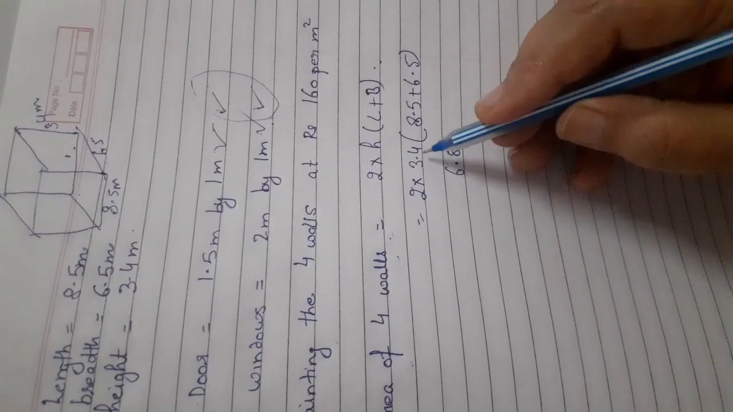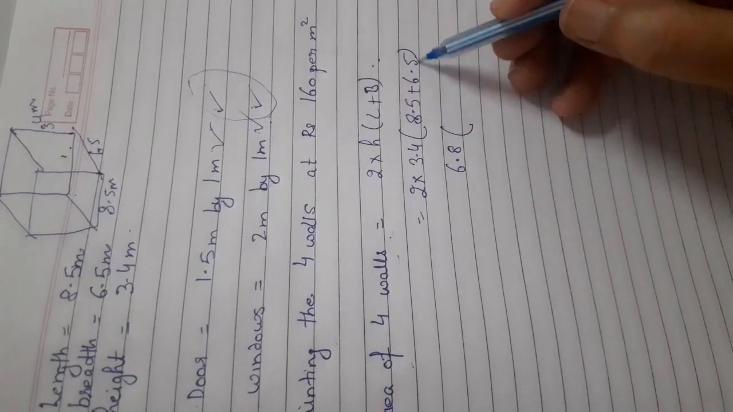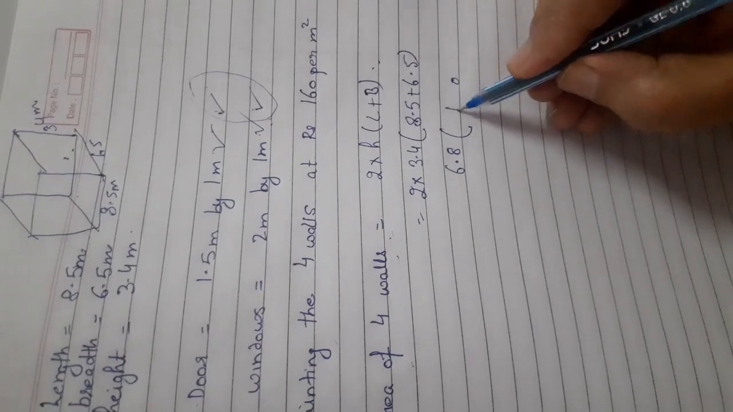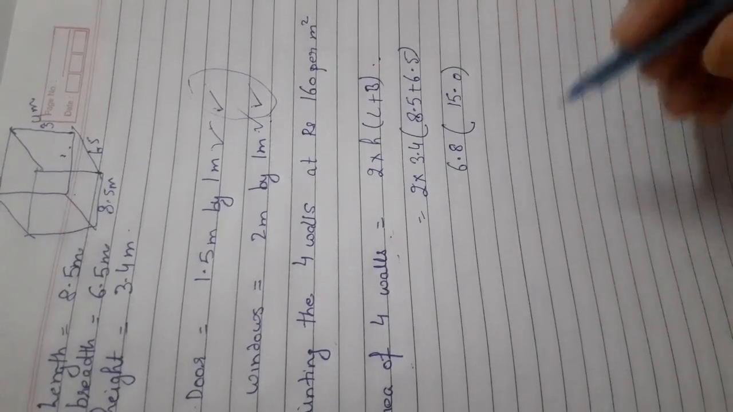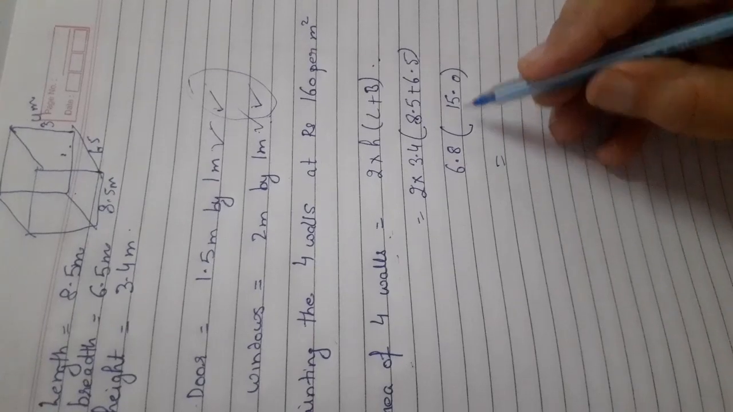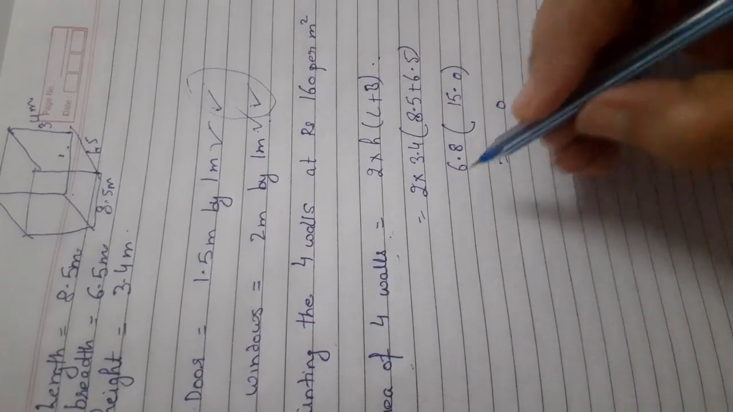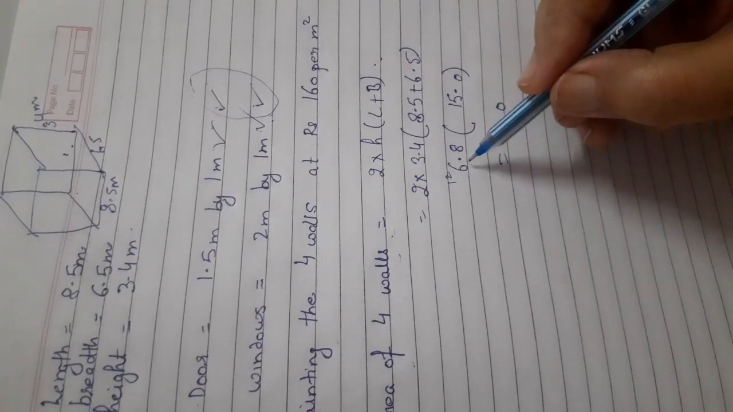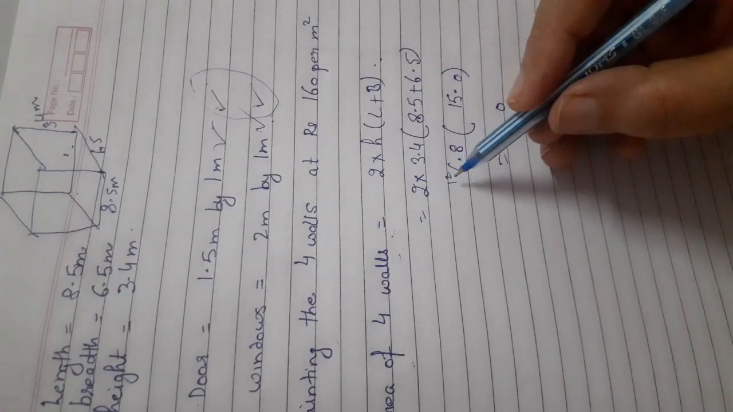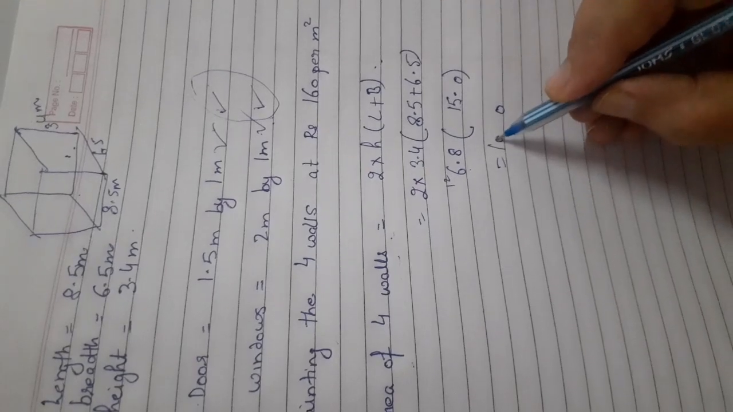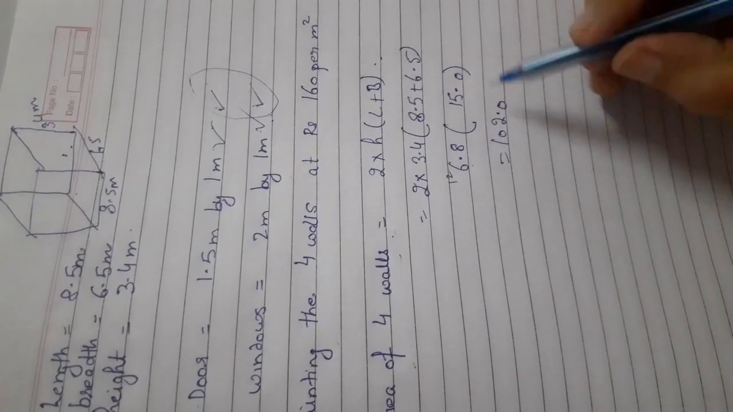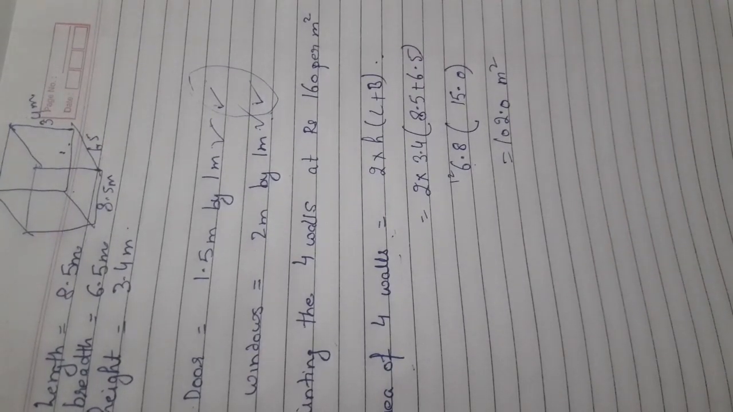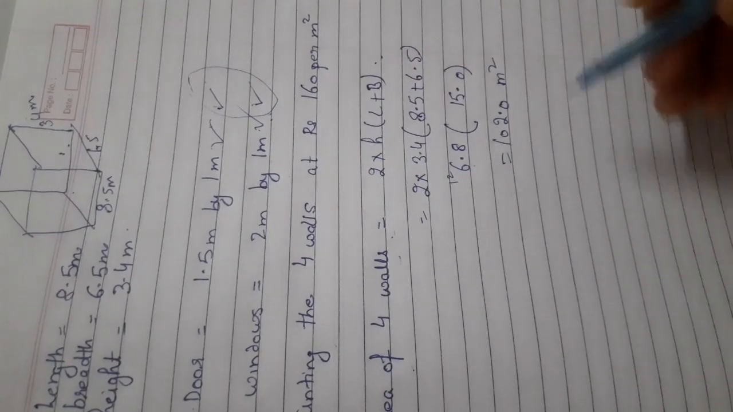Adding this you get 15. Now you multiply both of them. 15 times 8 is 120, and 15 times 6 is 90, so 120 plus 90 is 210... so 102.0 meters square is the area of the 4 walls. So that is the area of the 4 walls.